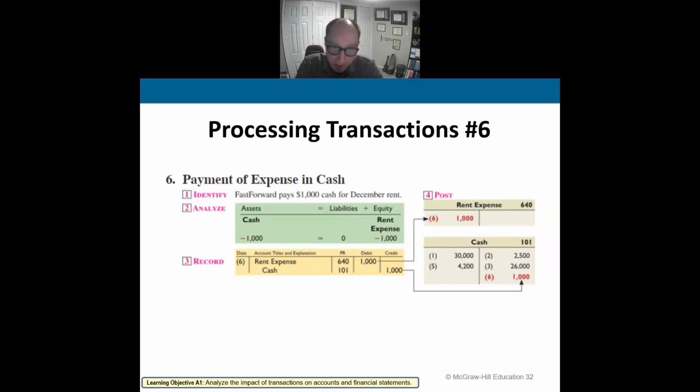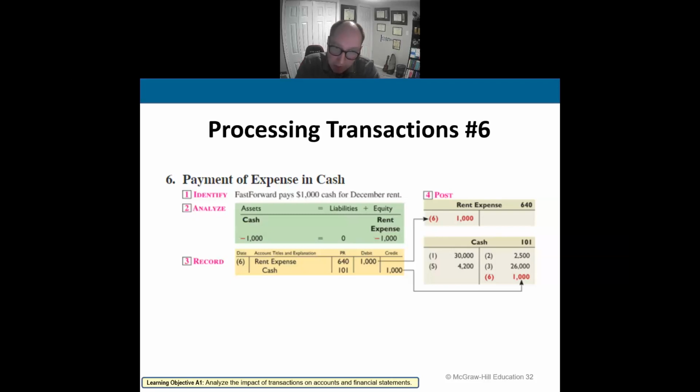In this transaction, we paid for an expense using cash. Let's say it's rent, $1,000. I paid rent for December. Analyze the accounting equation. Cash goes down, rent expense is in my equity. Cash went down, equity went down, rent expense. The expense goes up, the cash goes down. So I record the transaction, debit rent expense, credit cash.